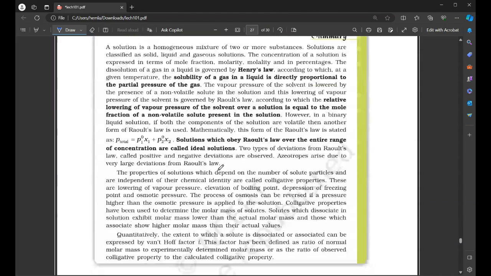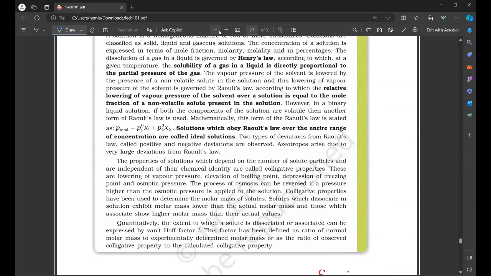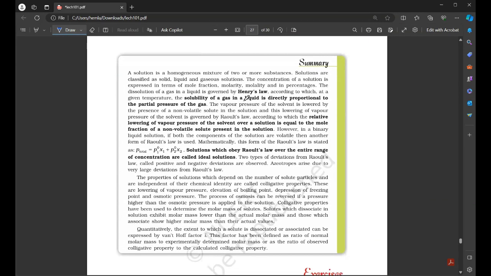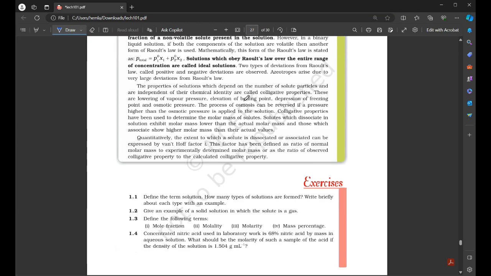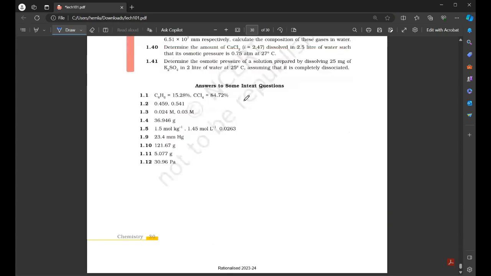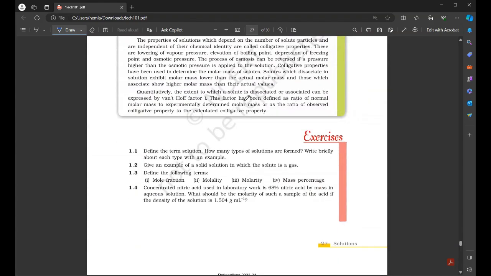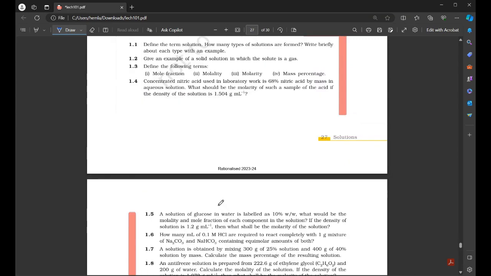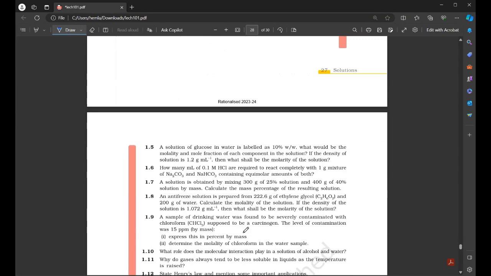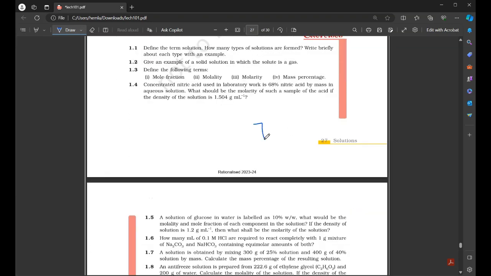Now the chapter has ended. This is the summary. Just read it. I know it already. And maybe in some video I'll do the exercise. My exercise is very long, and it is preferable that you do this exercise well. And of course, sample papers and previous year questions are very important for this chapter, since this chapter is, I think, 7 marks.